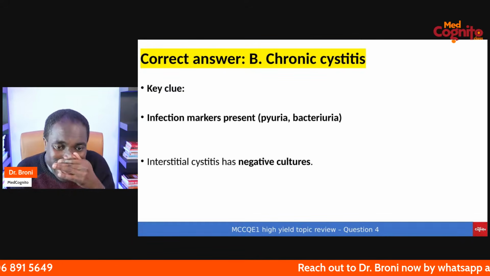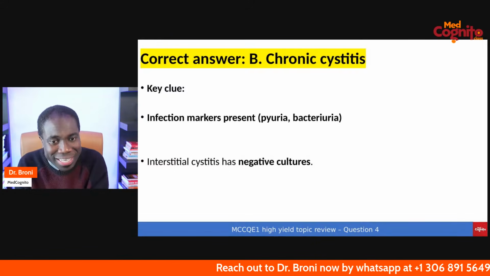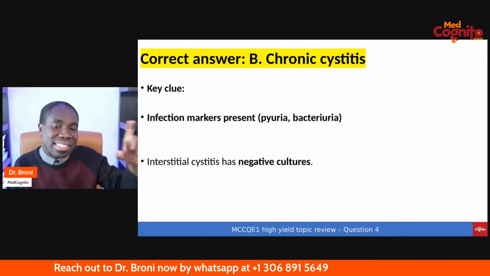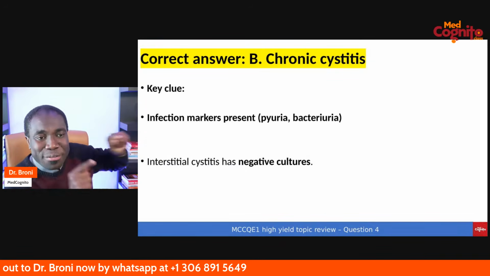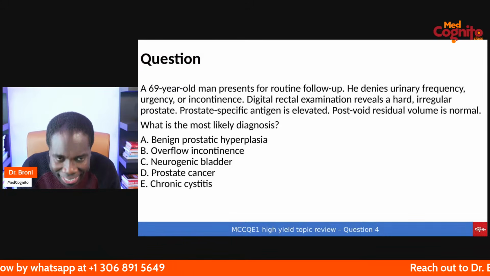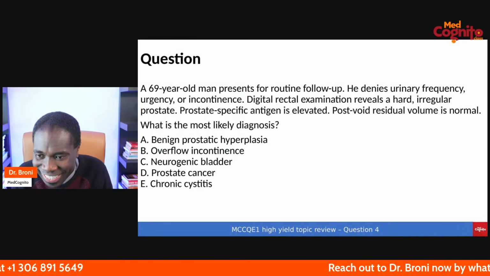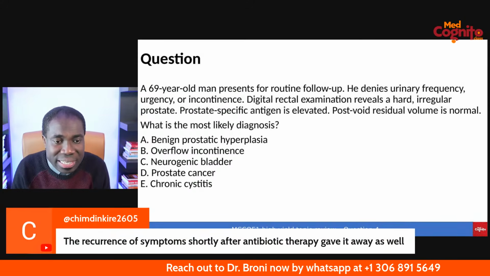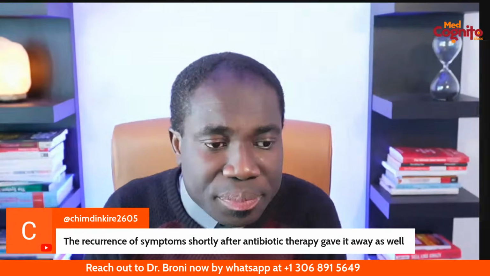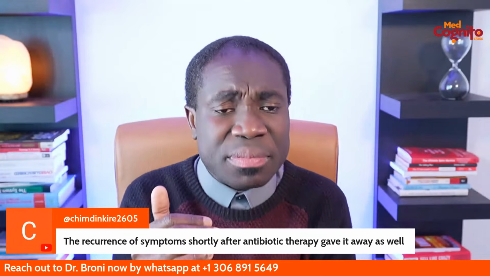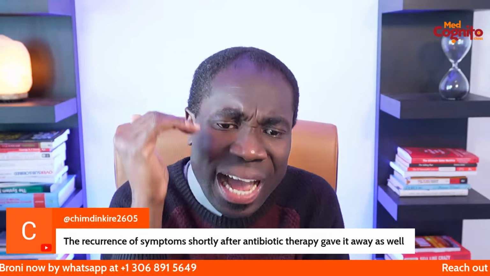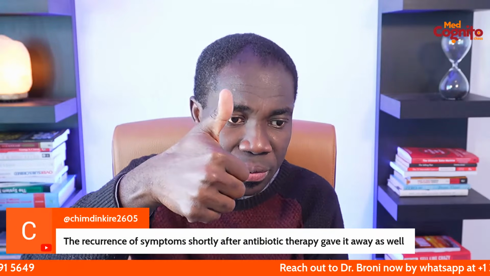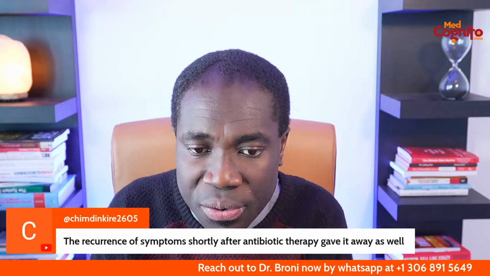Good. So infection markers are present in chronic cystitis. There's pyuria, there's bacteriuria, and interstitial cystitis has a negative urine culture. Okay. I'm so excited. And then this doctor says, the recurrence of symptoms shortly after antibiotic therapy gave it away. There we go.